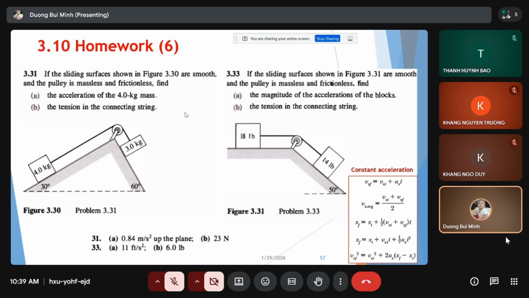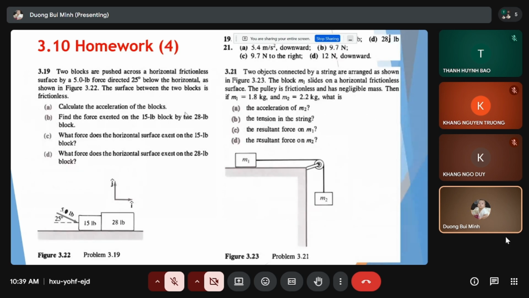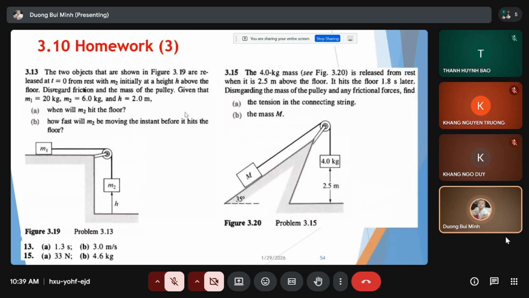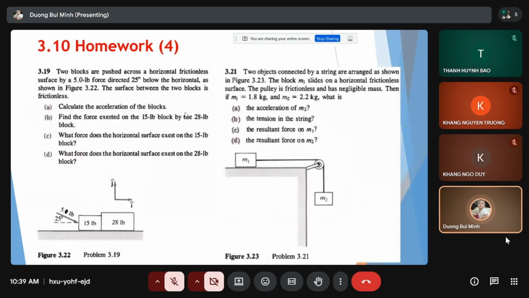Okay. Anyway, here you get 1.53 seconds. Let me check, is that correct? Then we calculate vf. Okay?